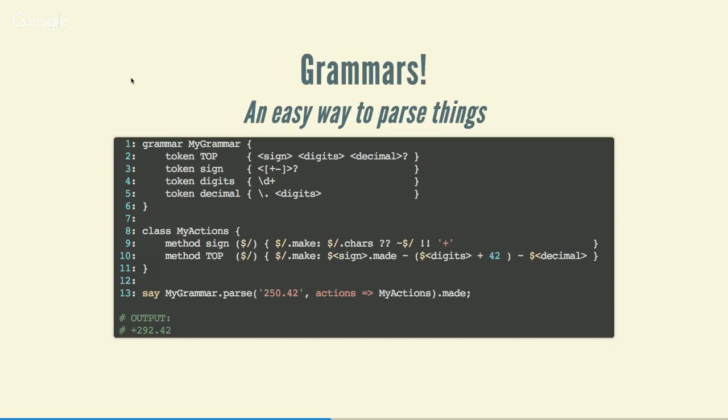So using this action class, you can create a whole bunch of actions on your grammar. Now, there's a lot more that can be done with grammars, and I'm told this is one of the best features of Perl 6. And actually, Perl 6 itself gets parsed with a Perl 6 grammar. And if you look at it, it's much more advanced than this stuff.